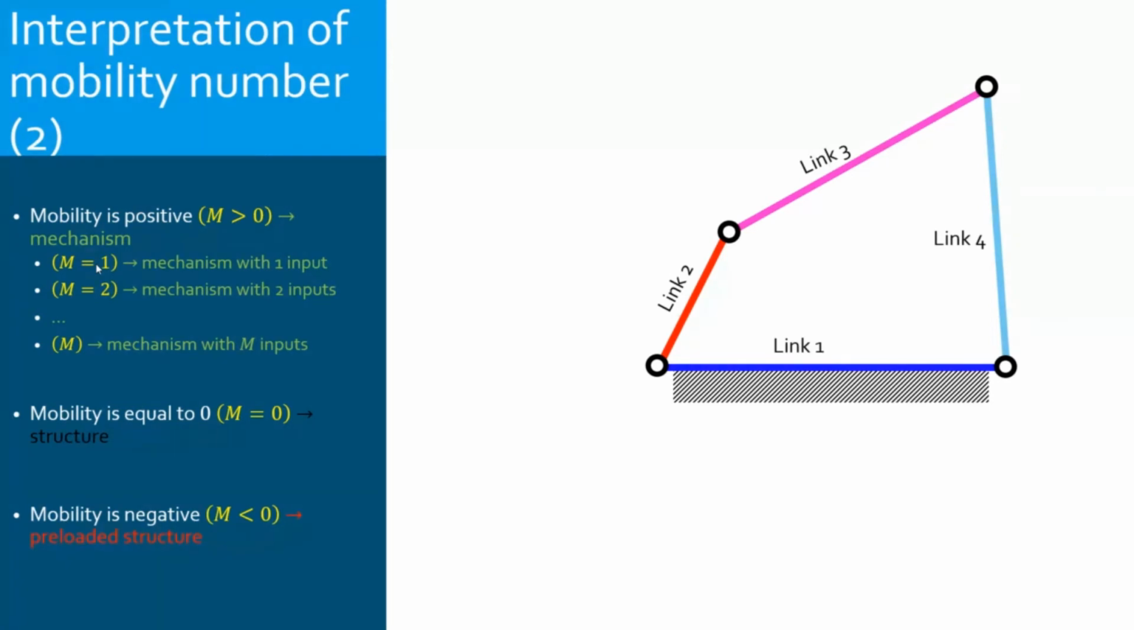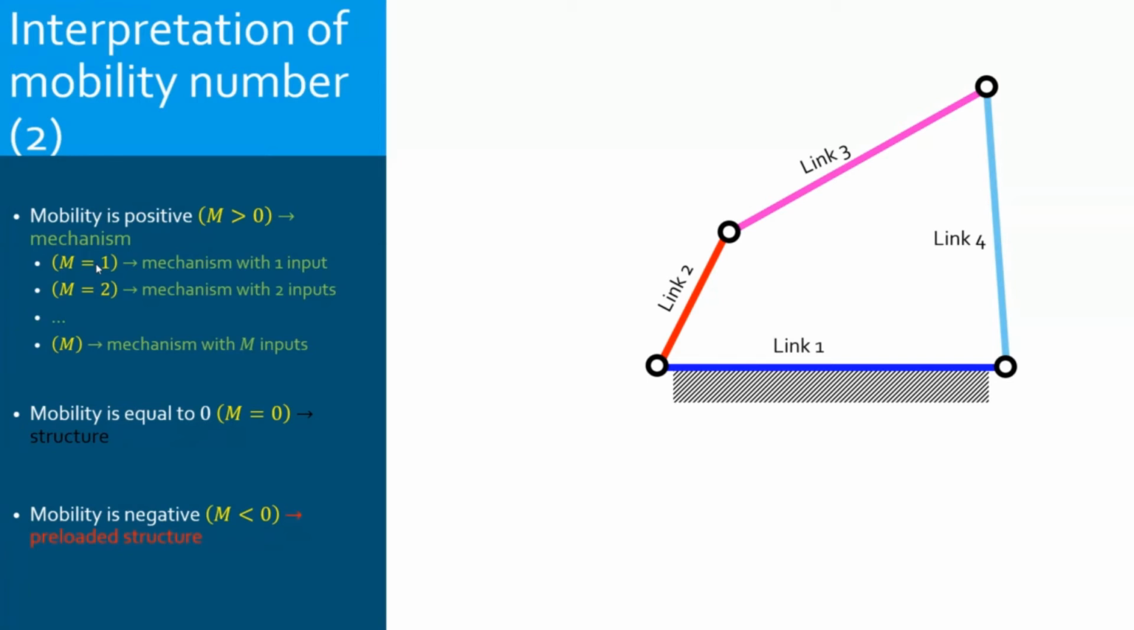Now, this is very helpful also for the designer. When you design a mechanism, you need to check what the mobility is. Maybe you design a mechanism and you come up with a mobility equal to 0 or negative. So you want to design a mechanism and you come up with a structure. Also, maybe you have only one input available, and you design something that has a mobility equal to 2.